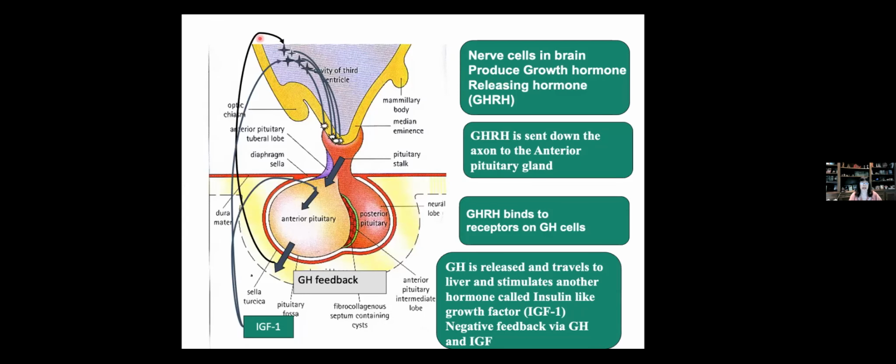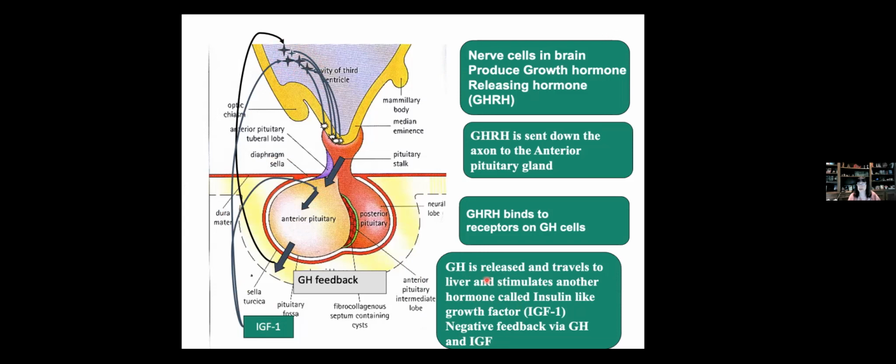So basically, again, we've gone through this. Growth hormone releasing hormone is released to stimulate growth hormone. And then IGF-1 will feed back onto these neurons to stop the release of growth hormone. It will also feed back through this system onto the pituitary growth hormone cells. So that's how your negative feedback happens.